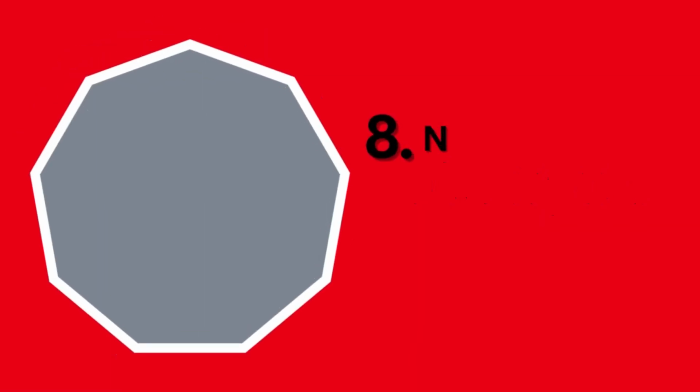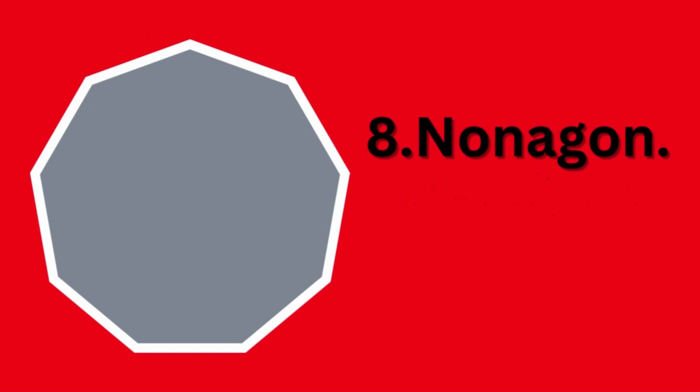Octagon, a shape that is having eight sides. Nonagon, a shape that is having nine sides. Arrow.